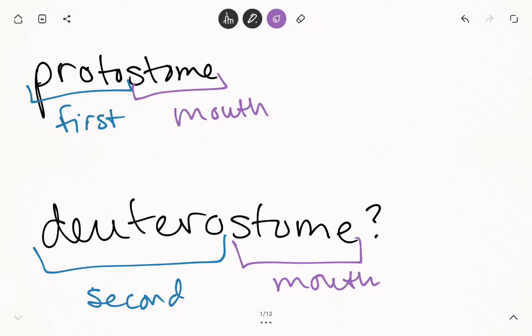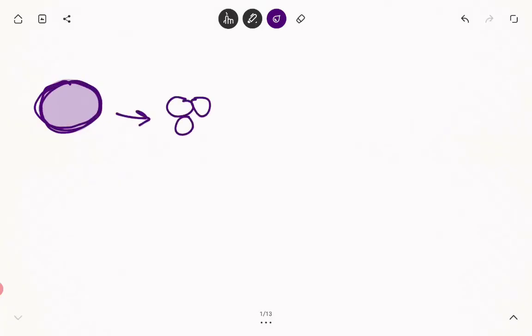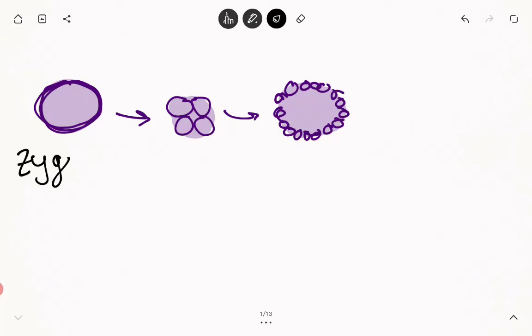So let's look at what's going on in an animal really early on in its embryonic development. And that's where these terms come from. All animals develop from a single-celled fertilized egg that we call a zygote. So this is an egg that has just been fertilized by a sperm.